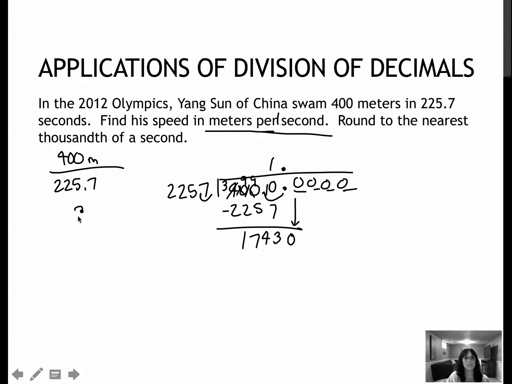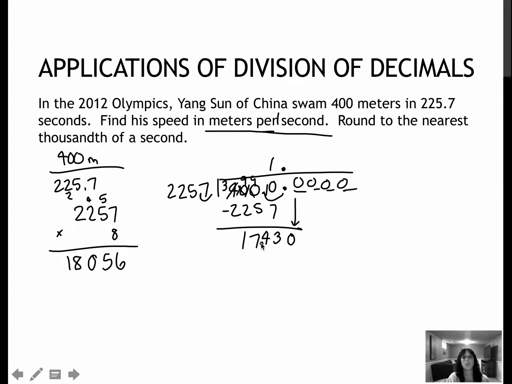So let's take 2,257 times 8 and see what we get. And if it's too large, then we'll go with 7. If it's too small, we'll go with 9. 8 times 7 is 56. 8 times 5 is 40, plus that 5. 8 times 2 is 16, plus 4 is 20. 8 times 2 is 16, plus 2 is 18, and I see that I've gone too far.